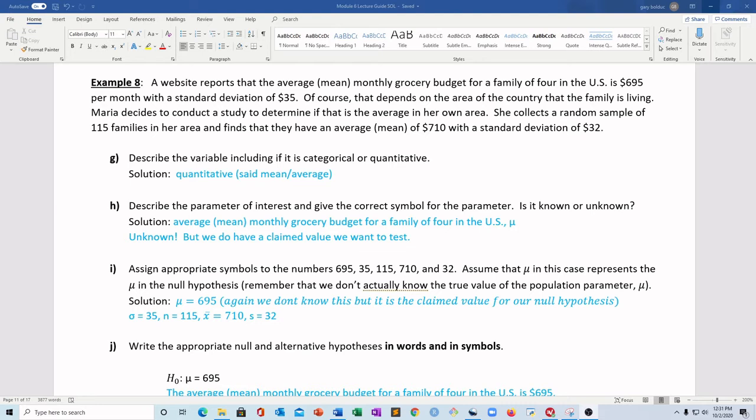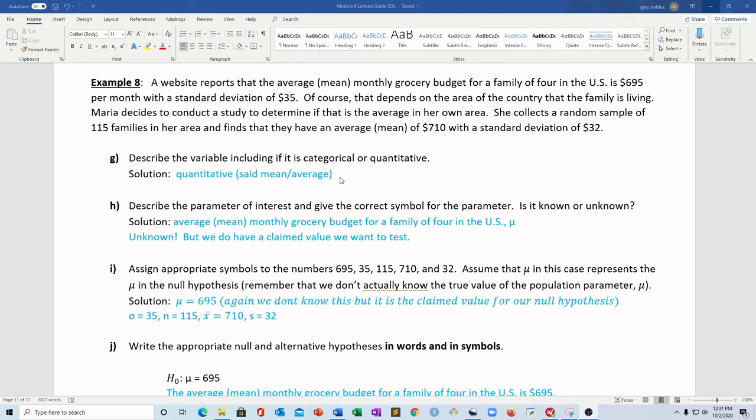So for this problem, we are quantitative because the problem said we wanted the average or mean, right? And so another way to think about that, what's the data look like? It's dollars, that's numbers, we can average it. Okay, what's the parameter of interest? So the parameter of interest is the average monthly grocery budget for a family of 4 in the U.S.